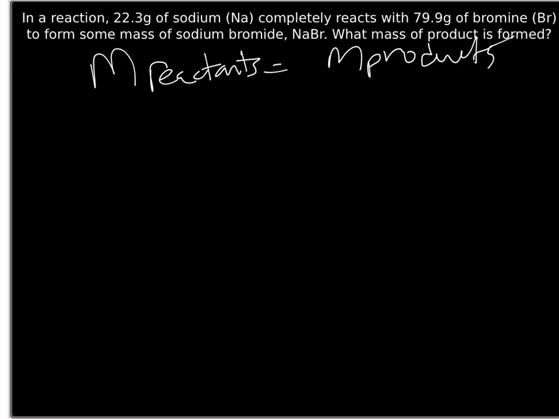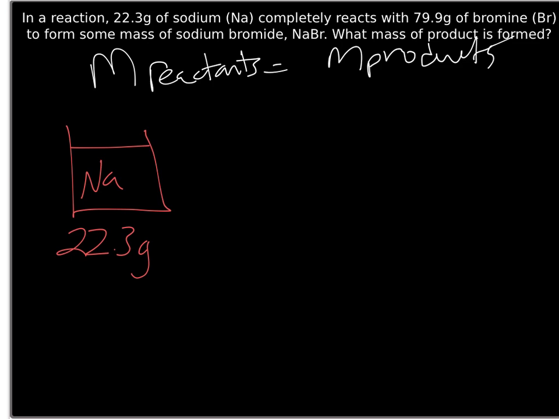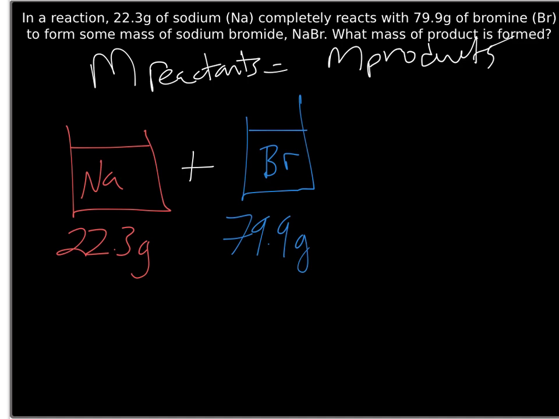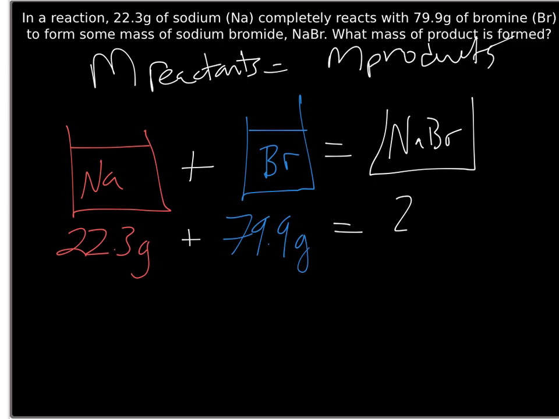Well, in this case, it's pretty easy. I've got some sodium, Na. As a matter of fact, I have 22.3 grams of it. And I've got some elemental bromine, Br. And I've got like 79.9 grams of that. And I'm going to add these two things together because when I'm done, I get a new chemical called sodium bromide.